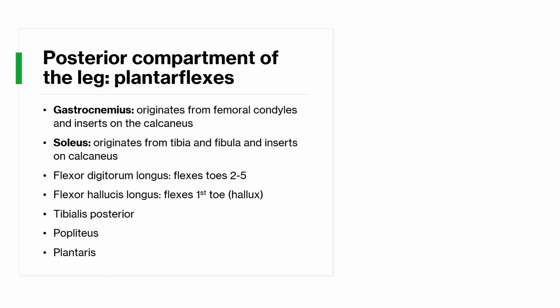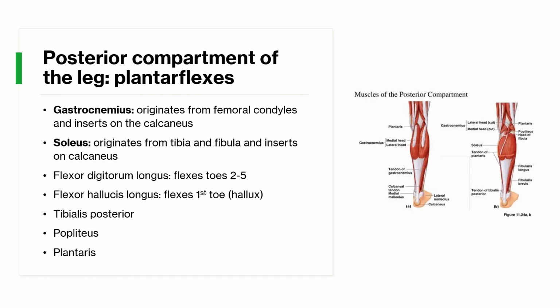Posterior compartment of the leg. Function, plantar flexion. The two main muscles are the gastrocnemius, which originates from the femur and inserts on the calcaneus, and the soleus, which is underneath the gastrocnemius, which originates from the tibia and fibula and inserts on the calcaneus. So notice how the gastrocnemius crosses the knee joint because it originates on the femur, while the soleus does not cross the knee joint. It originates on the tibia and fibula. But both of these insert on the heel bone.